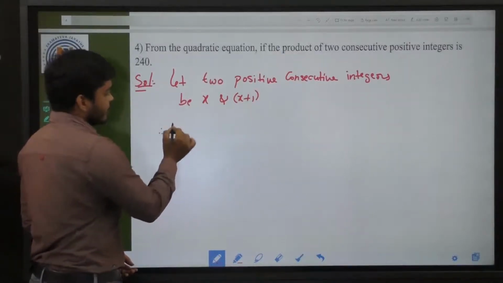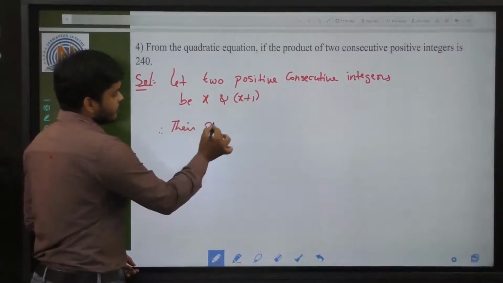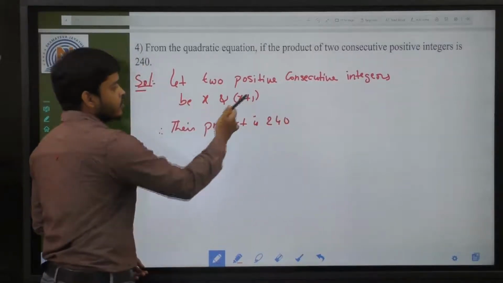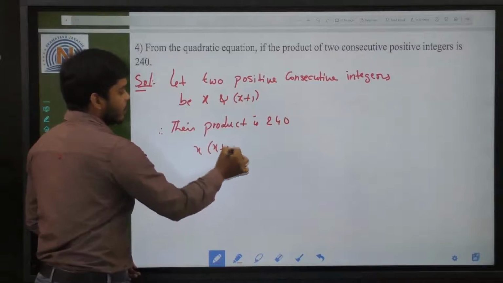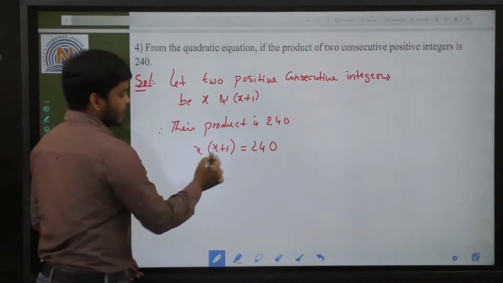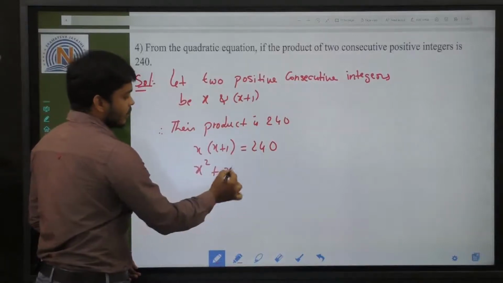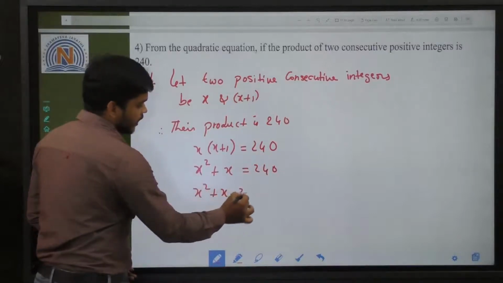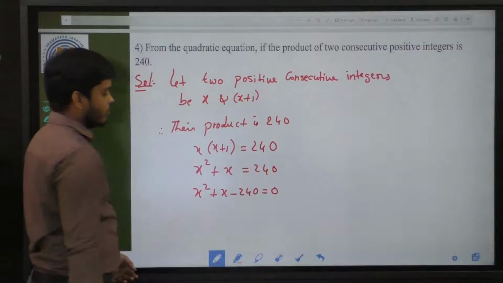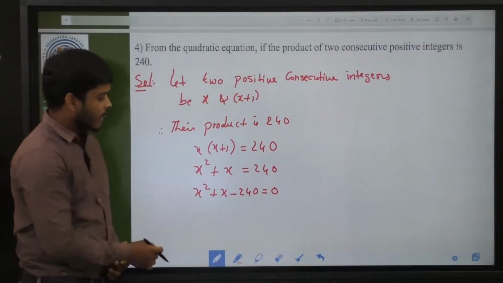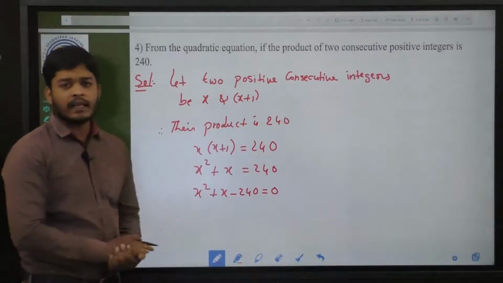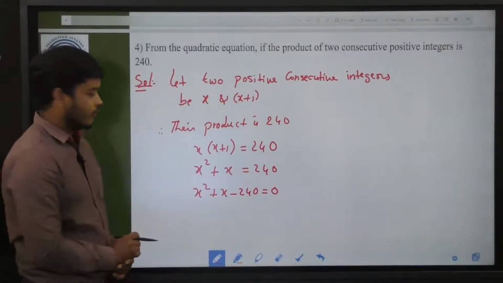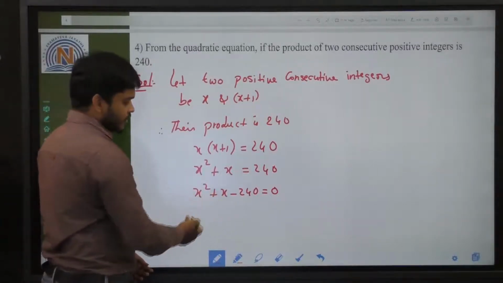See children, their product is 240, so x into (x plus 1) equals 240. So x into x is x square, plus x into 1 is x, equals 240. So x square plus x minus 240 equals 0. You can solve this quadratic equation by using the formula or the factorization method, whatever it may be, and you get the value of x. Now I am using the factorization method.